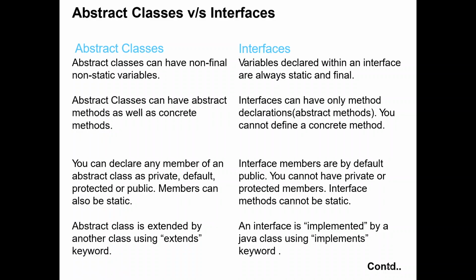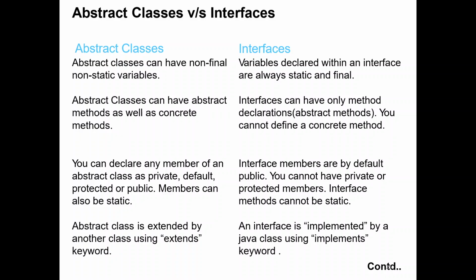So this is a common difference between abstract class as well as interfaces. Inside an abstract class, if you wish, you can have non-final or non-static variables, but inside an interface, it is always static and final. And inside an abstract class, if you wish, you can have concrete methods, but in an interface, you cannot have concrete methods. But for your kind information, after JDK 1.8, it is possible to have concrete methods inside an interface. And inside an abstract class you can have different kinds of access modifiers, but inside an interface only public is allowed, and moreover the methods cannot be static. Here you can have static methods.